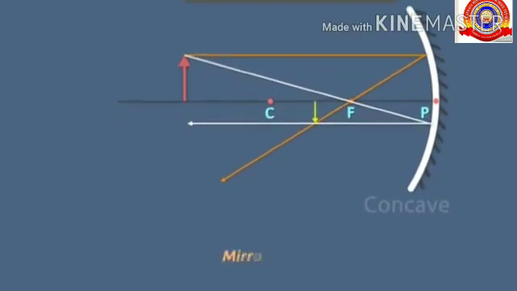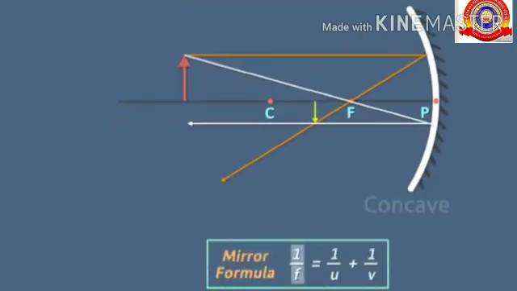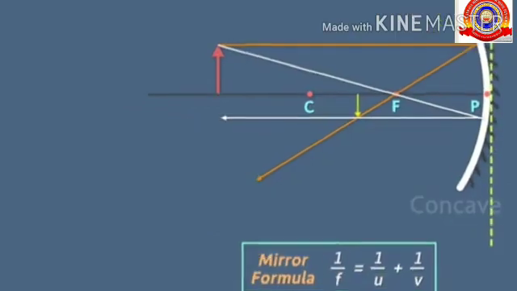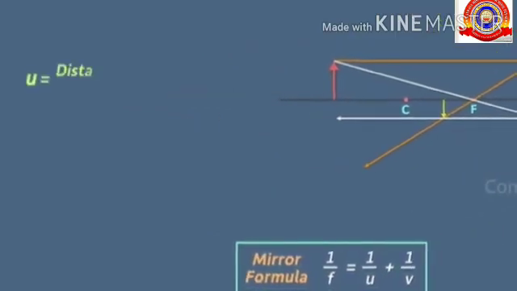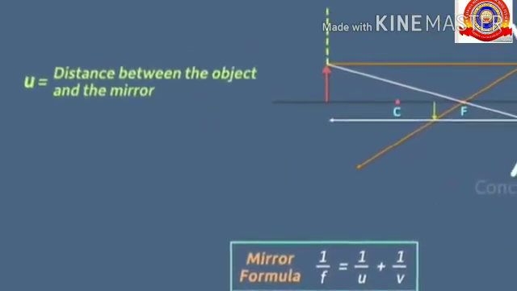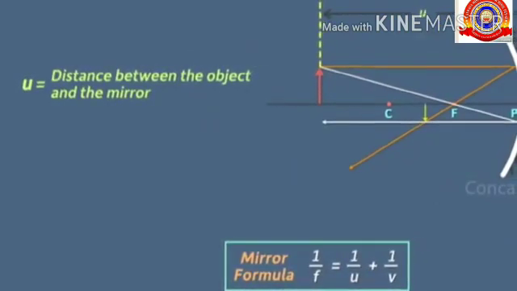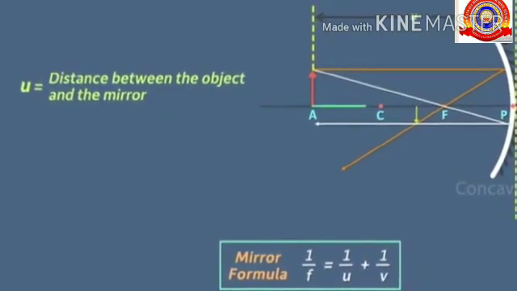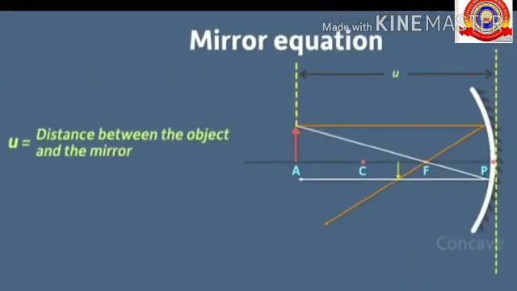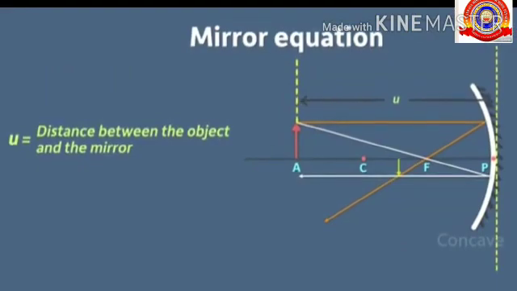So what is the mirror equation? Let me write it down first. That is 1/F = 1/U + 1/V. It refers to the distances between the points here. To understand better, let's draw a tangent at point P. In this you can see U. U is the distance between the object and the mirror. This distance is U. It is the distance between the points A and P.